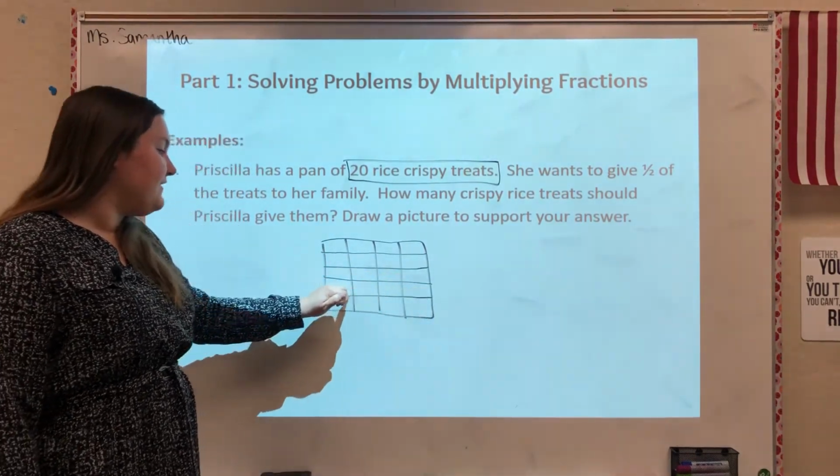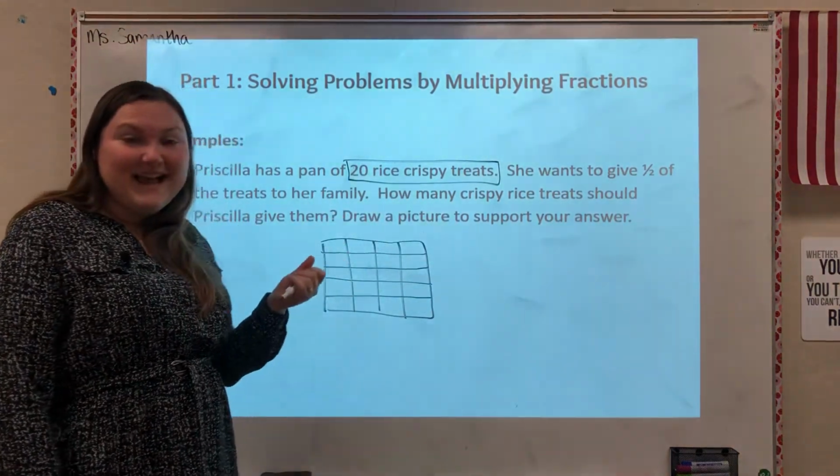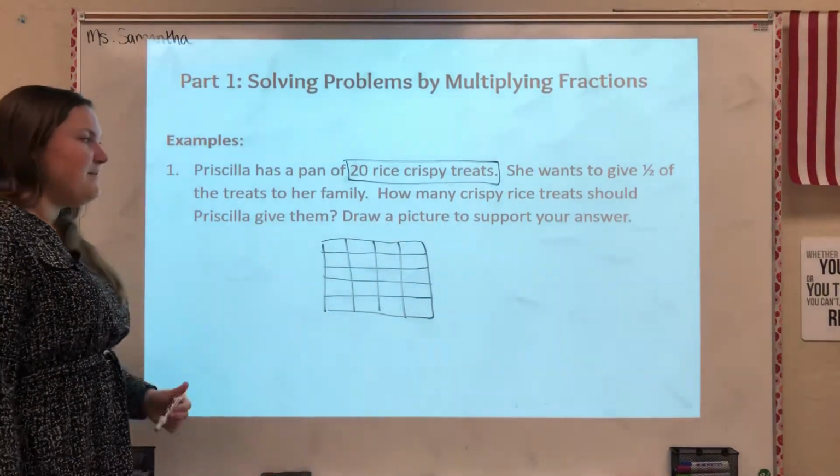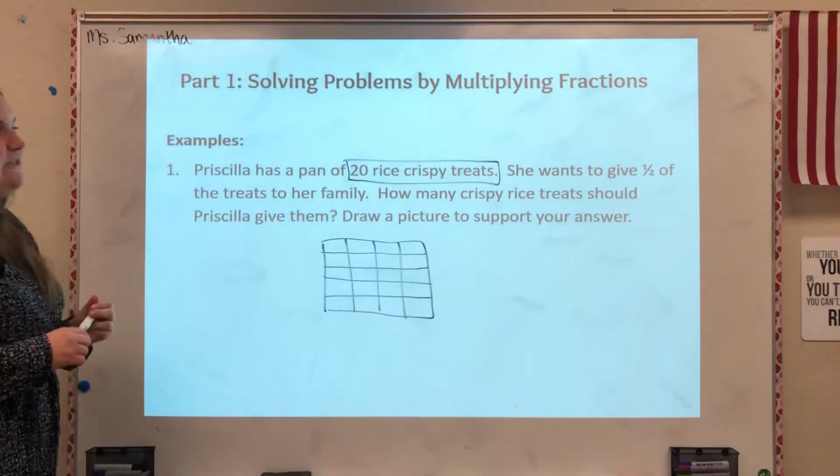You could have drawn it differently. You could have maybe done like 2 by 10. This kind of goes back to what we learned with multiplying and drawing arrays, but I'm going to draw mine like this. So I've got, it's 5 by 4, so there's a total of 20 treats there.